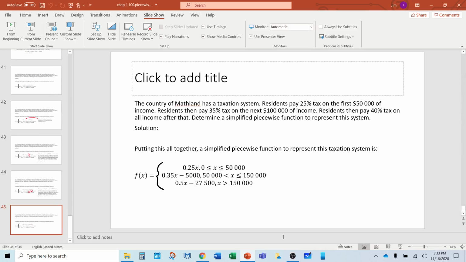And that is our lesson on piecewise functions.